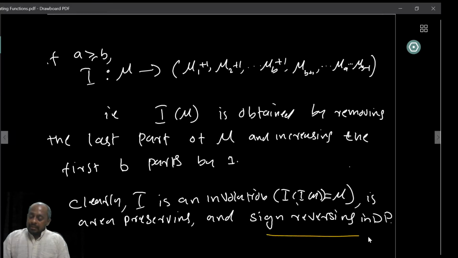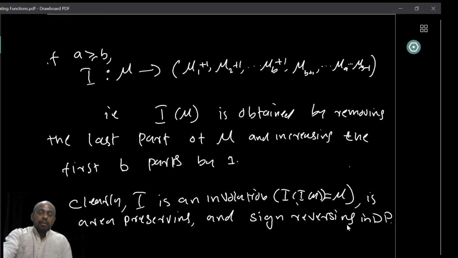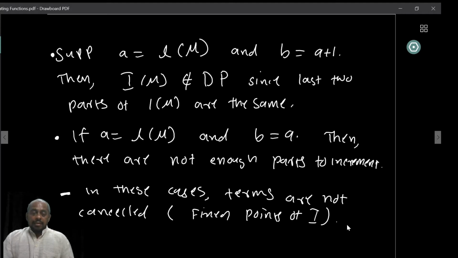It is sign reversing as far as mu is in DP, because if it is in DP, the number of parts changes by 1. So therefore, minus 1 raised to the number of parts, the sign changes. So therefore, it is a sign reversing involution, except for the fixed points, if there are any. Now the question is, are there any fixed points? So there are some fixed points, that is the claim.